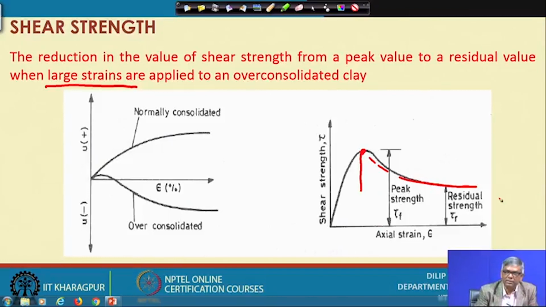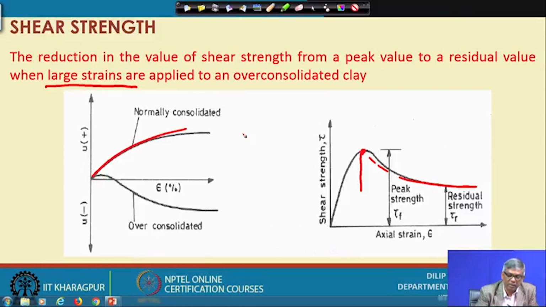And since during the shearing there is volume change taking place, and we have seen for normally consolidated it is continuously volume decrease. If the volume decreases, then what will happen? Pore pressure will be positive. So, that is what is happening. If you do pore pressure measurement in a normally consolidated test during shear, then your pore pressure will continuously increase like this.